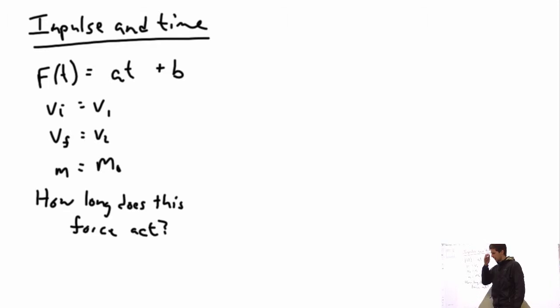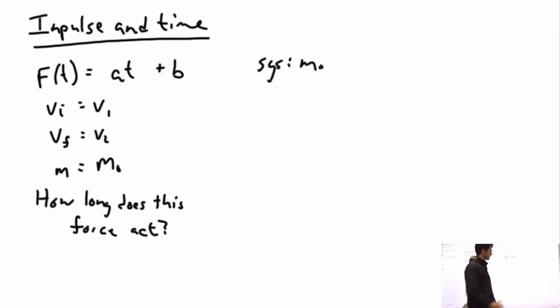So I need to find a way to relate force as a function of time with speeds and masses. The first thing that comes to my mind is the impulse momentum theorem, because I know that I can use the forces and the times to get an impulse, and I can use the masses and the velocities to get a momentum. This could be really useful. So let's look at a system of the mass m naught, and we'll just need to apply the impulse momentum theorem.